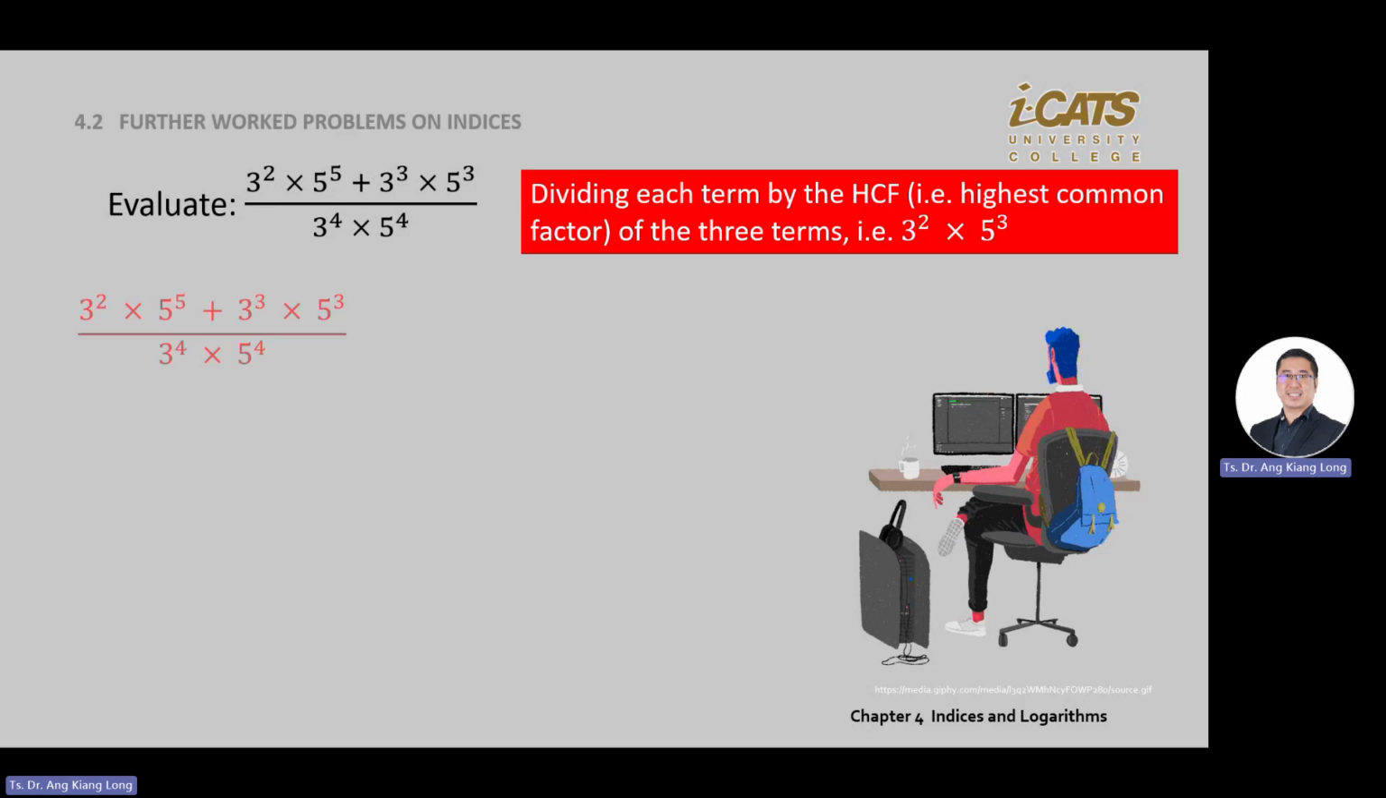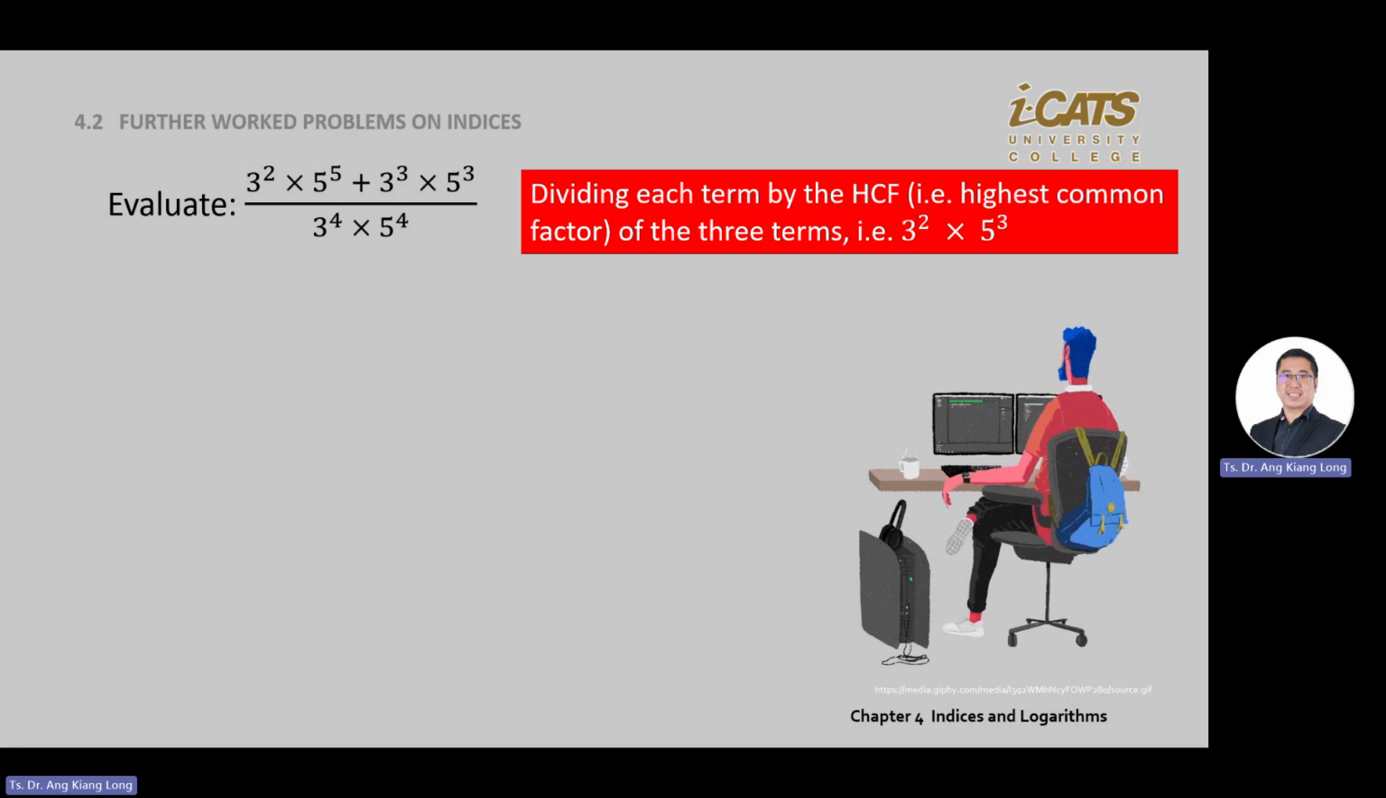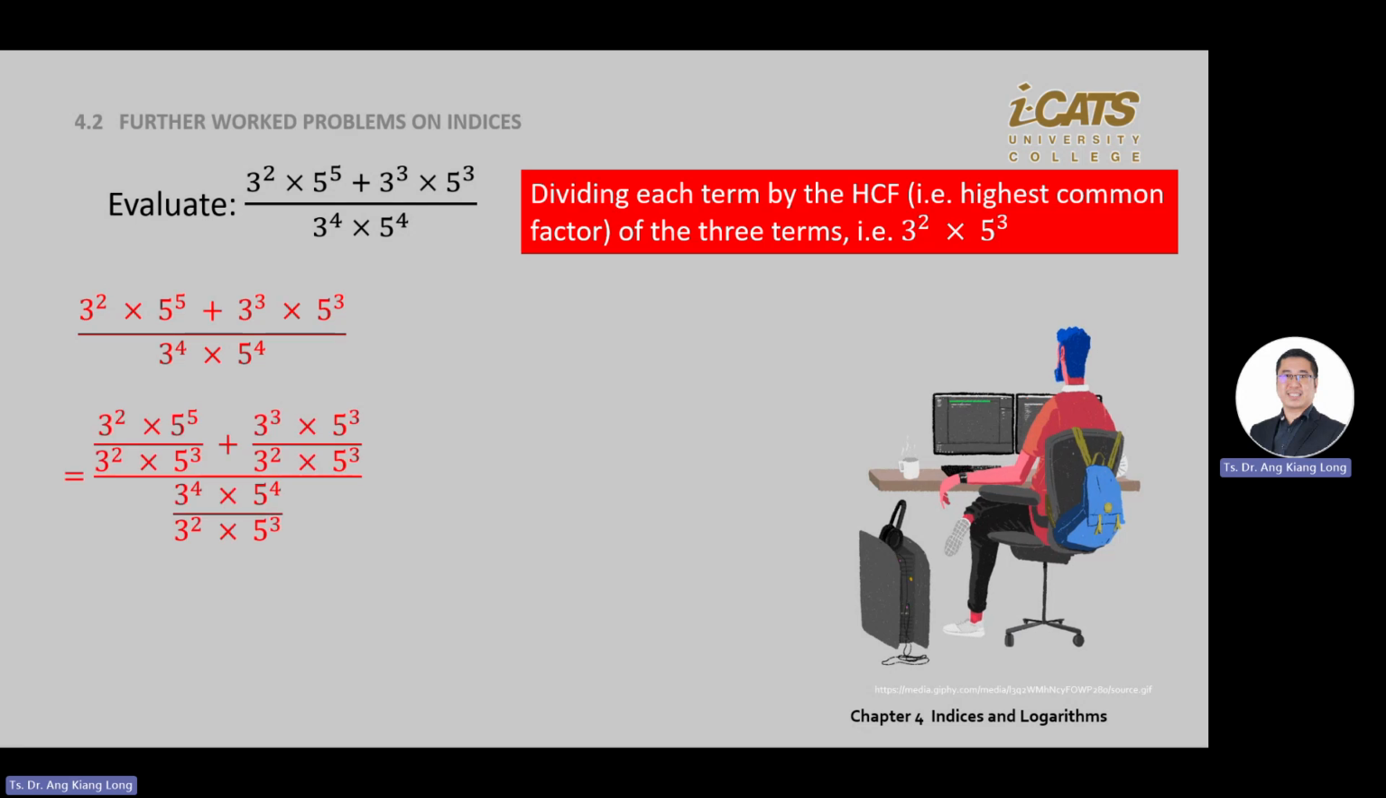Okay. So here, you divide each term by the highest common factor. Like for example, this one. So if you see a different denominator, what you do, for example in here, the base 3 power 2 and base 3 power 4, you take the common, highest common. So you take 3 power 4 and not 3 power 2 as a common factor, right?